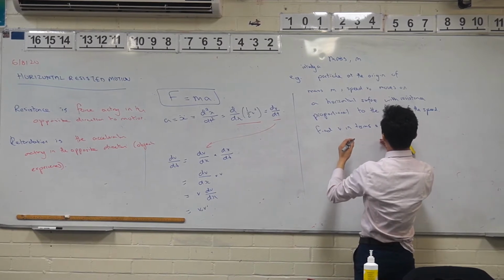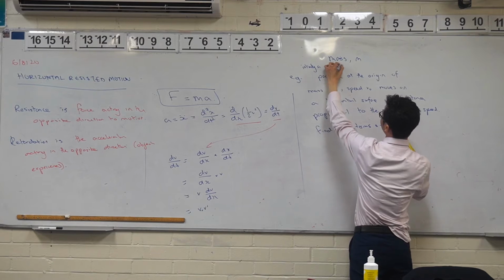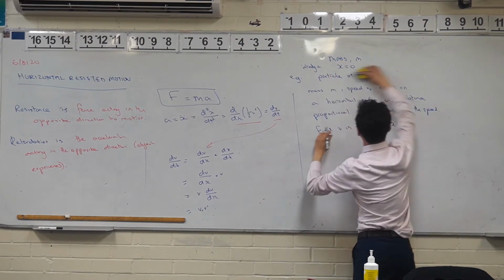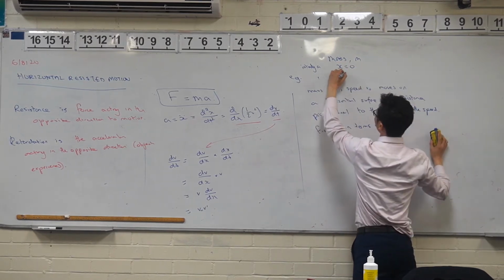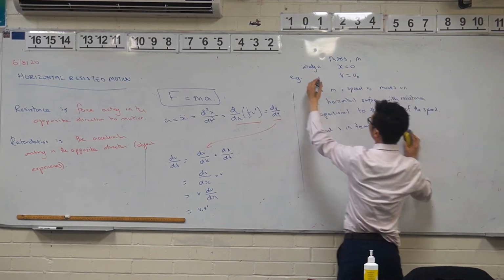Initially, x is equal to 0, and the velocity is equal to v sub 0. This is all at initially.